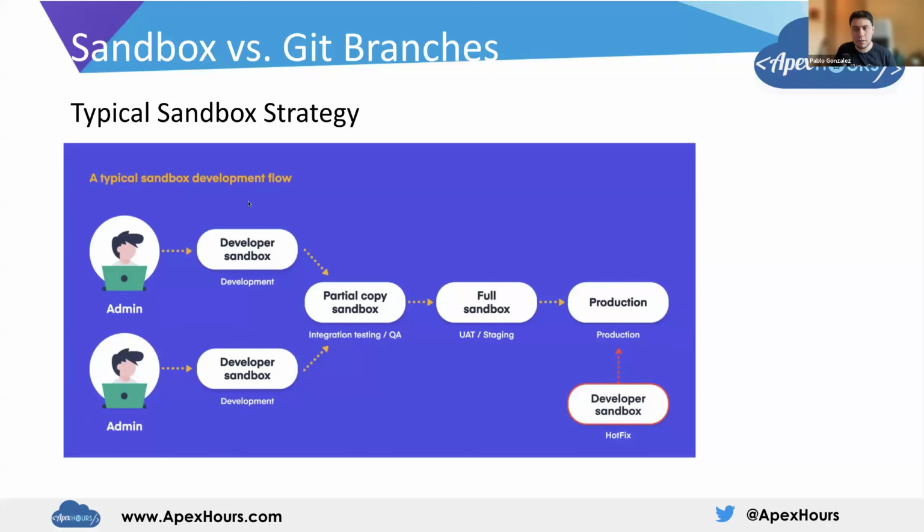Every developer has their own sandbox. Then they commit the changes to a partial copy sandbox, then full or staging, and then eventually production. And you may also have a hotfix sandbox. So, a question may arise: should I have the same branches as all the sandboxes?